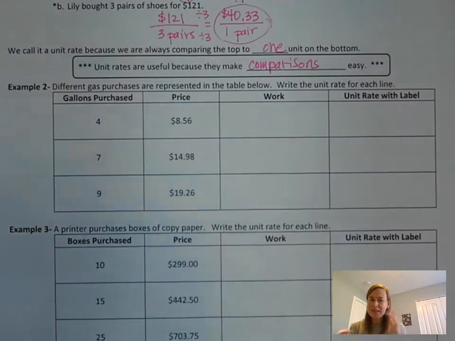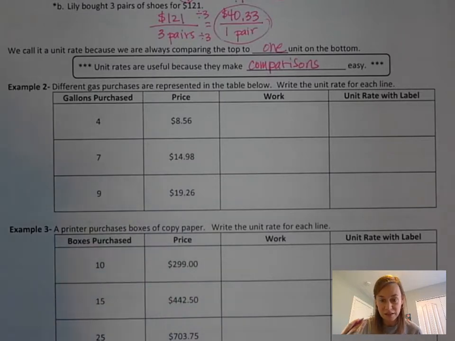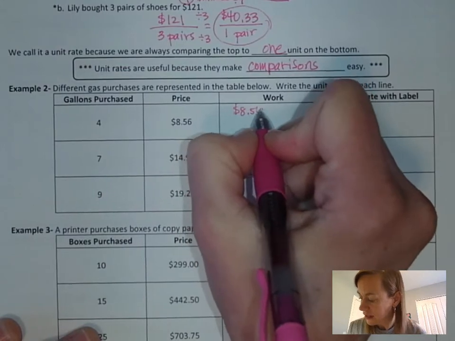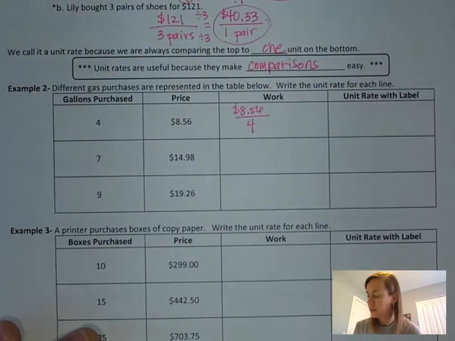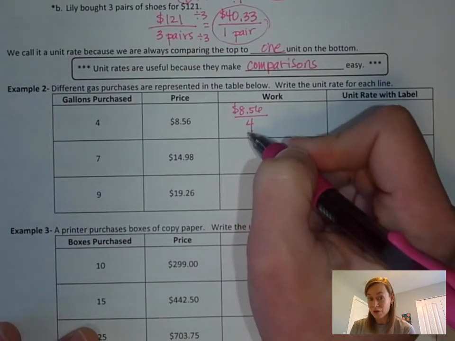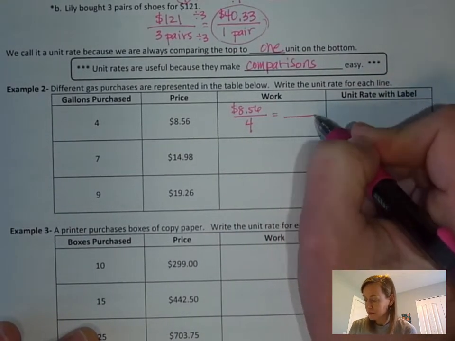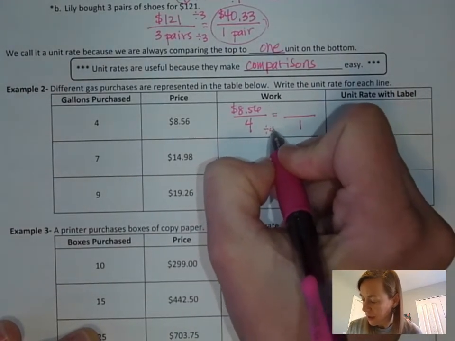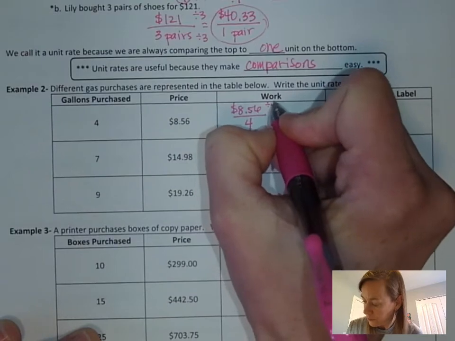So first of all, what's going to go on top? What's going to go on bottom? Are we trying to figure out how many gallons per dollar or how many dollars per gallon? Usually we talk in dollars per gallon. So let's put the dollars on top and our gallons on bottom, okay? So we have our 8.56 here on top and we have our 4 on bottom. Now we need what number on the bottom? We need a 1 on bottom, right? Okay, so let's change that to a 1 by dividing the top and the bottom by 4.